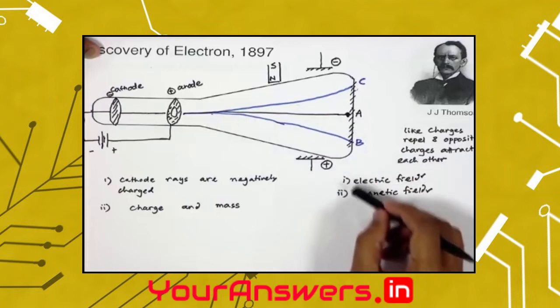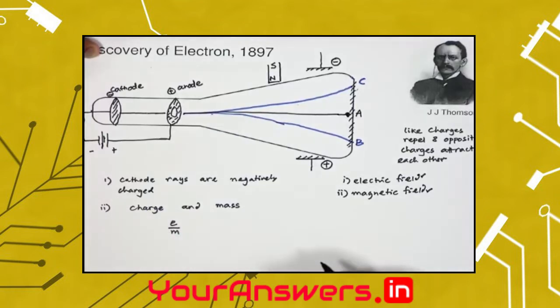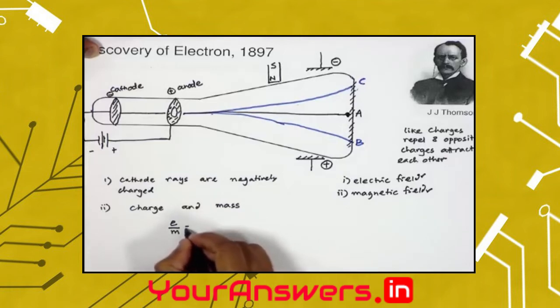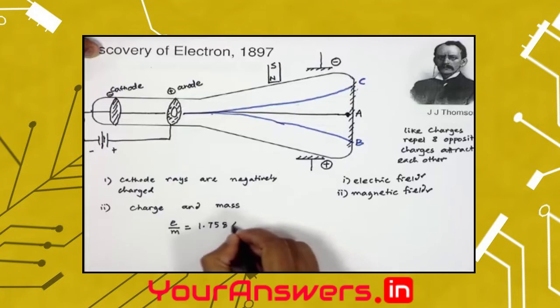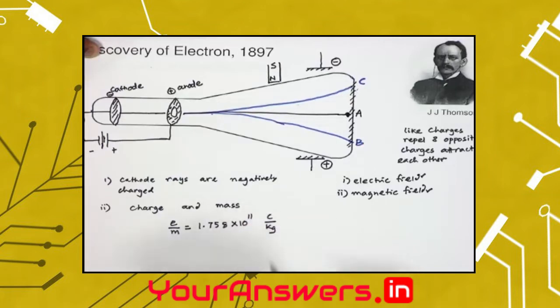On the basis of several careful experiments, it was obtained that these particles, the cathode rays, have a fixed value of e/m, which was determined to be 1.758 × 10^11 coulomb per kilogram. This is very interesting. So, he could get an estimation about the charge per mass ratio.